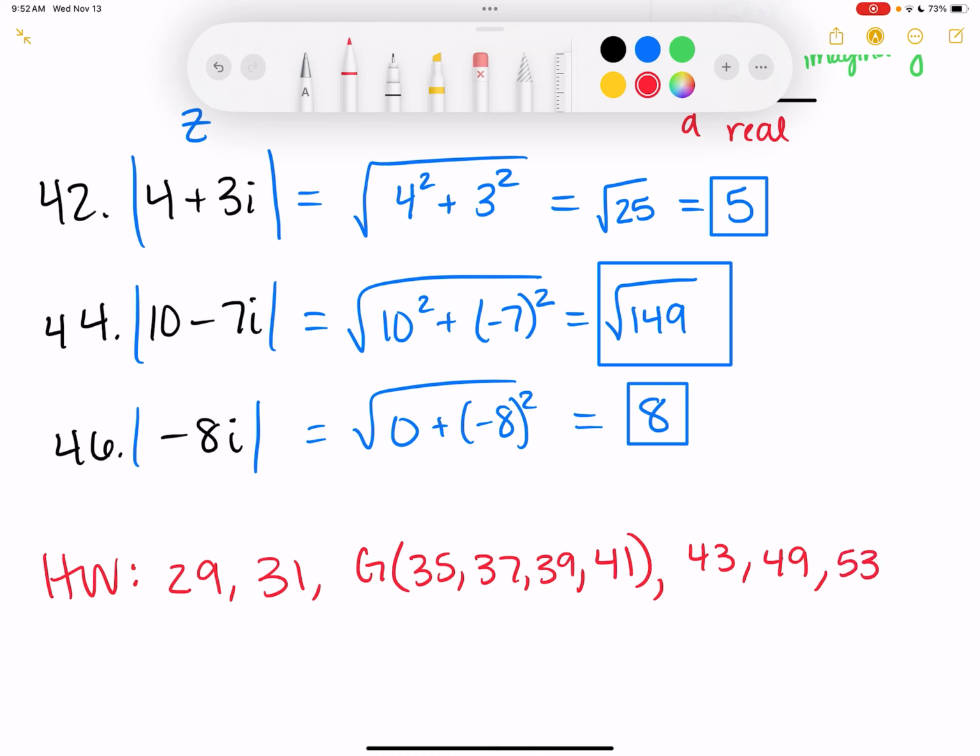Shouldn't it be positive 64 instead of 8? Because the square root of 64 is 8.